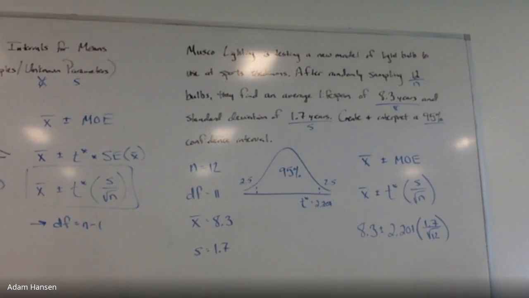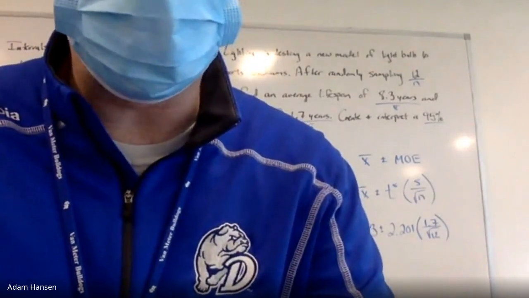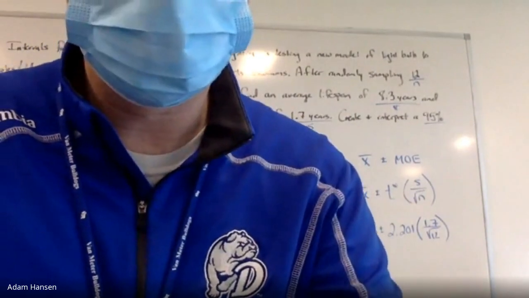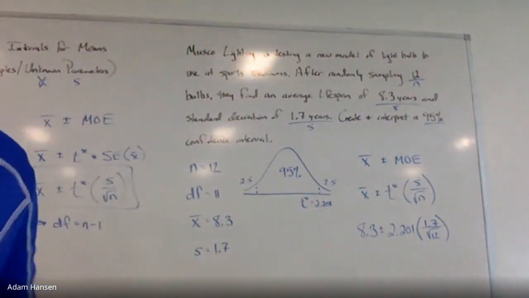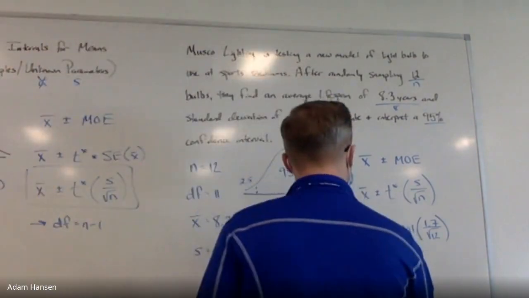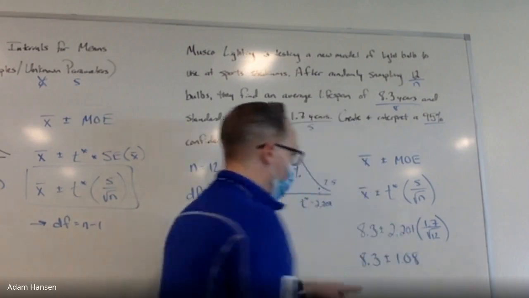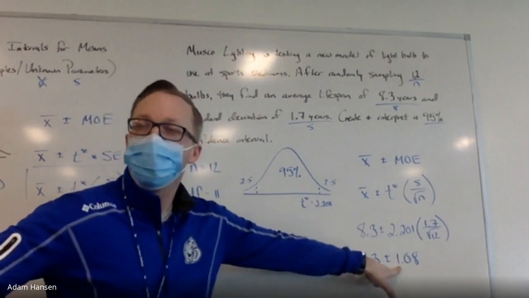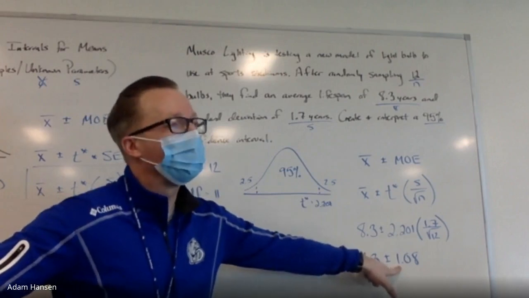Catch your breath. Beautiful. Let's first figure out the plus or minus. What is the margin of error? Did I get that typed in right? 1.08. So my sample mean of 8.3 years is no more than 1.08 years away from the actual average lifespan of all of these light bulbs in question, right?